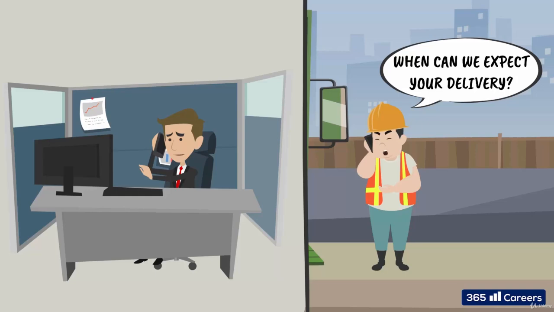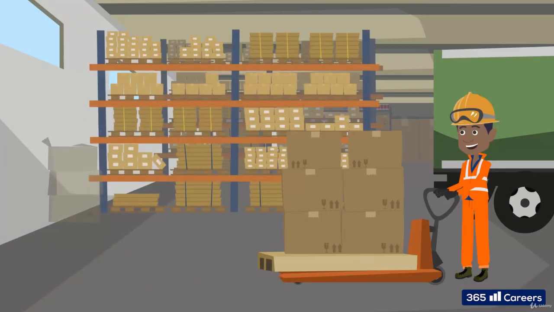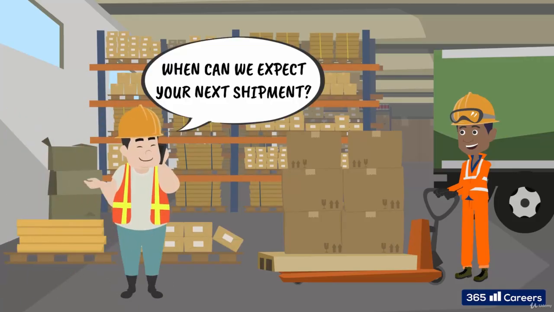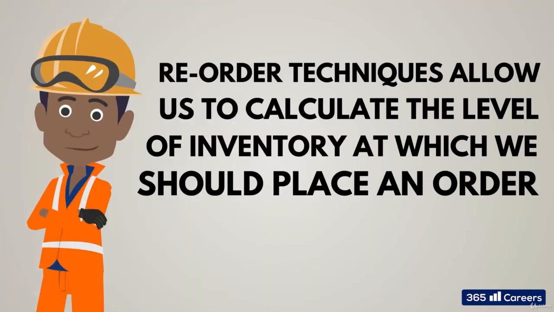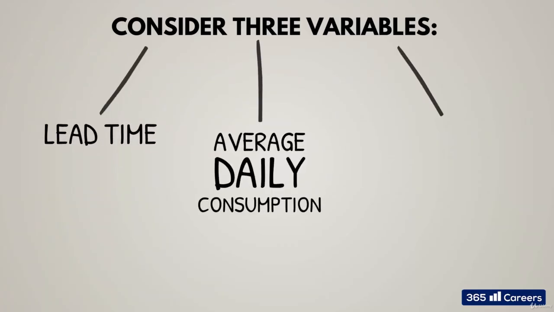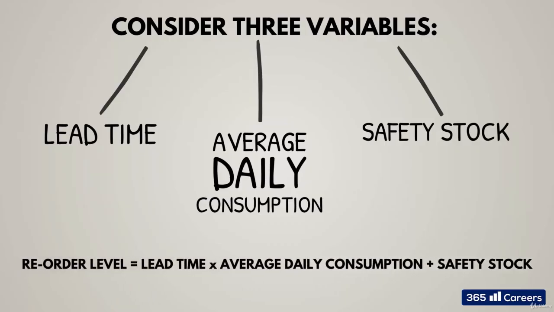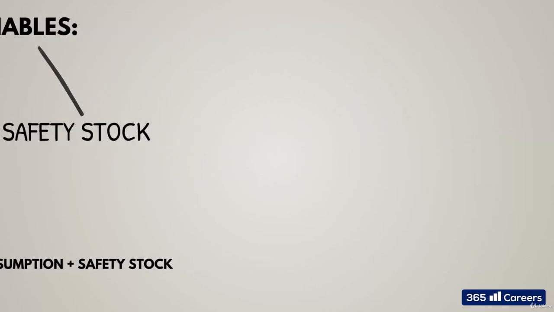So, before we run out of inventory, we have to call our suppliers and reorder the raw materials that have fallen under a certain level. Using a reorder level technique allows us to calculate the level of inventory at which we should call our suppliers and place an order. The variables to be considered are lead time, average daily consumption, and safety stock. Here's the formula. Reorder level is equal to lead time multiplied by the average daily consumption plus the level of safety stock we want to keep.